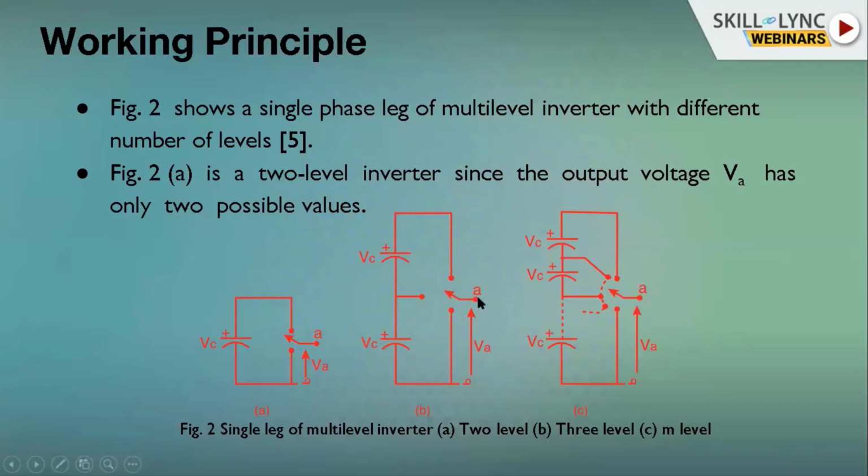If your point A, where you see this arrow VA, is connected to the top, you'll get the positive, which in this case is VC. If you go to the middle one, you get what we call the neutral point. If you go to the bottom one, you get the negative of the voltage. So this is just a 3-level. You can extend a 3-level to an N level or an M level.